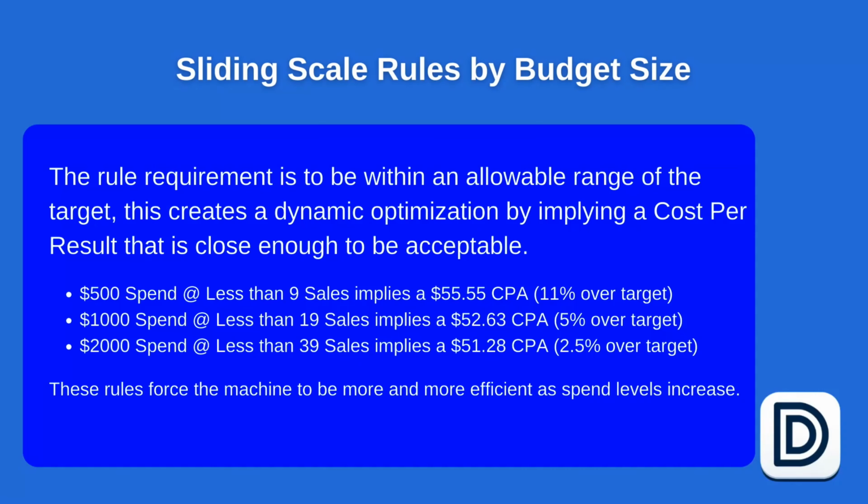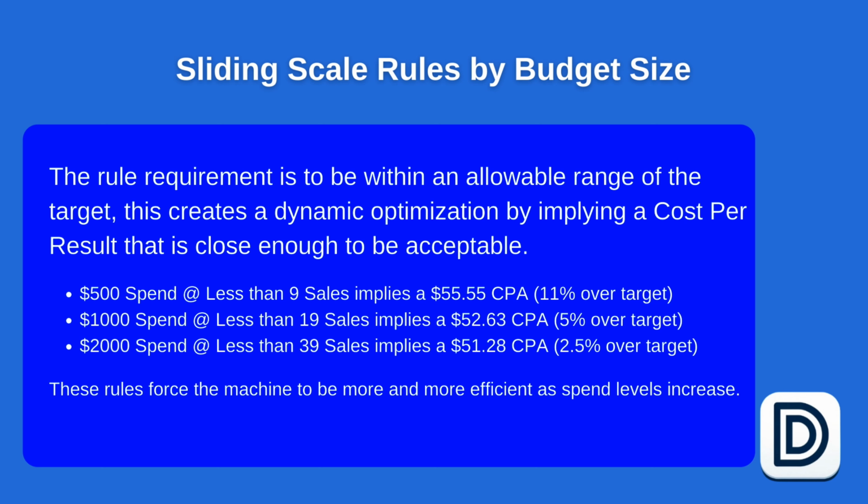So your sliding scale rules need to be addressed by budget size. The rule requirement is to be within an allowable range of the target. This creates a dynamic optimization by implying a cost per result that is close enough to be acceptable. Now, an example of this that I use all the time is to basically say, you need to be within like 1 or 2 sales, okay?